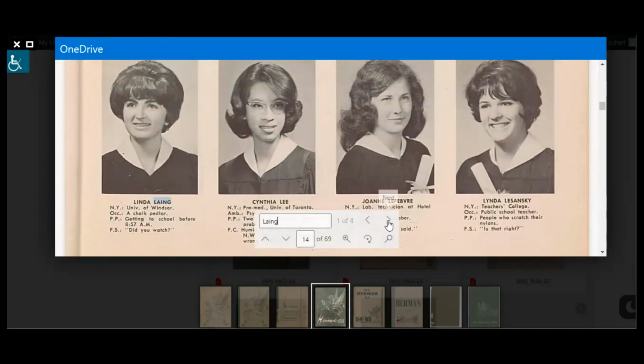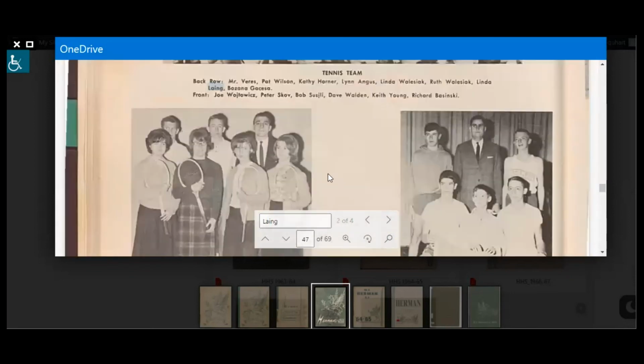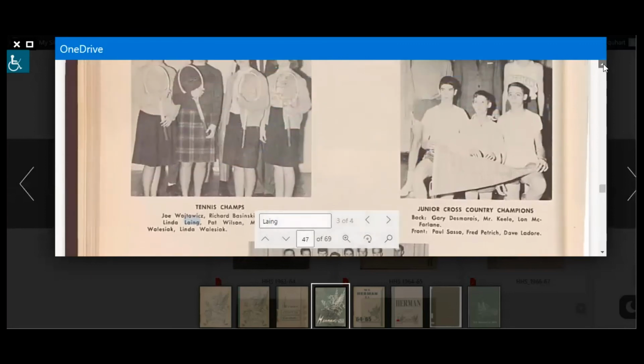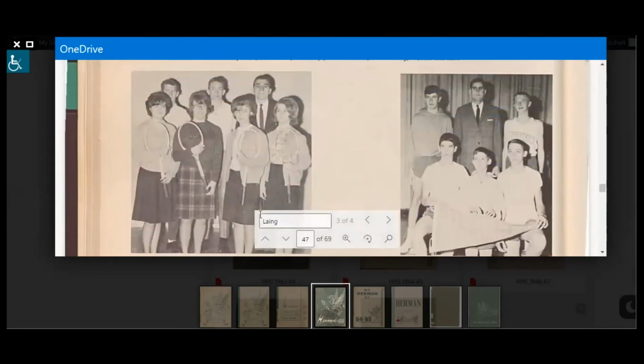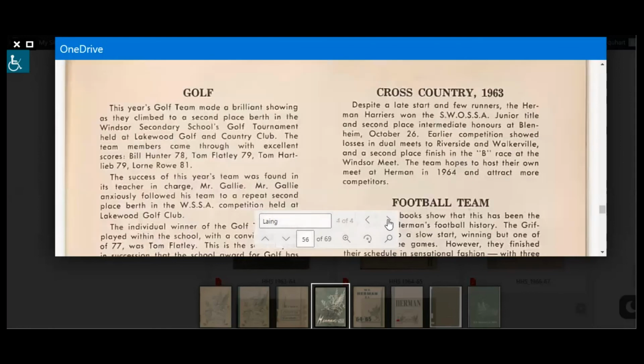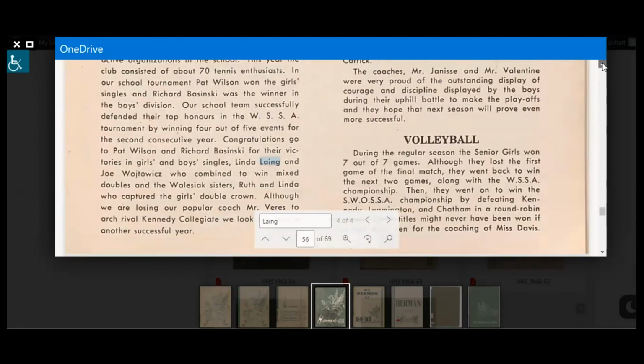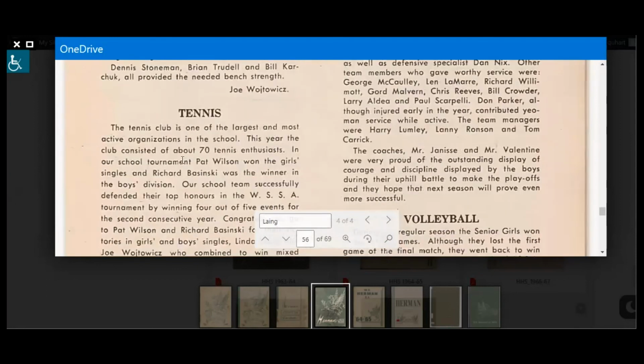There are 4, though, entries of Lang. So I'll look to see if there's others. And there's the tennis team with Linda Lang. And tennis champions. And a little bit of write-up about Linda Lang's tennis accomplishments. So that's a great resource for finding out about your ancestors, what they were doing in high school.